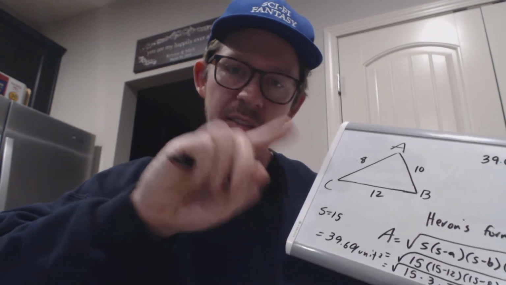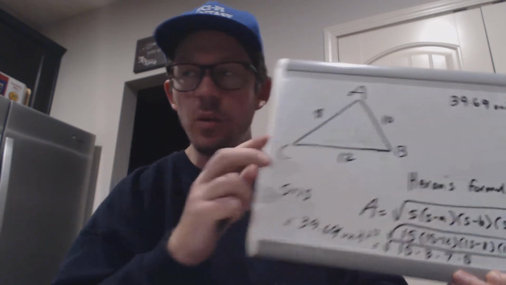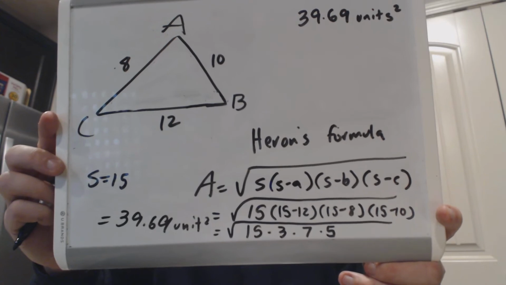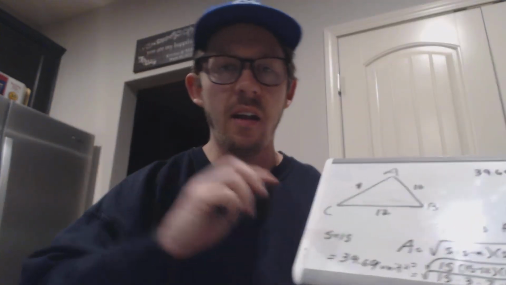A plus B plus C divided by 2 gives you S. And then use that formula right there to calculate the area. It's so easy. You don't need Heron's formula if you don't want it, because you can always mess with the angles if you wanted to. But that's it. Those are your two area formulas.